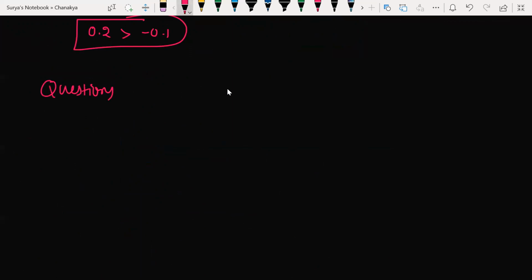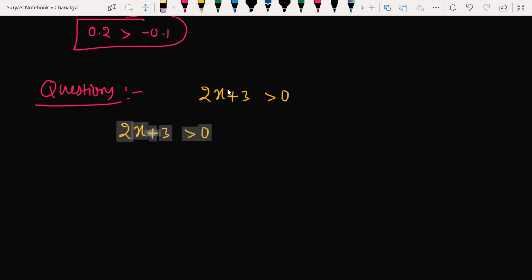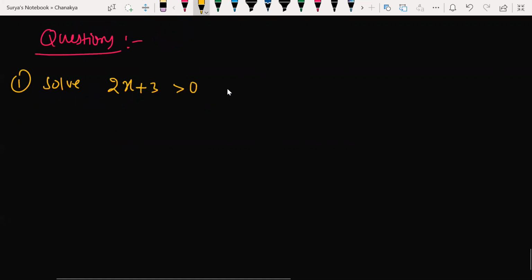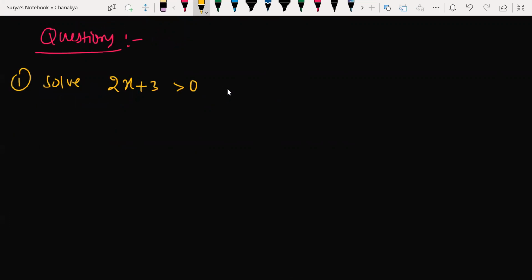Let us solve a simple question. Let's say we are talking about linear inequality. So 2x + 3 greater than 0. This is the question given to you. Solve. To solve this inequality, we need to write the possible values of x. We need to find out x, correct?